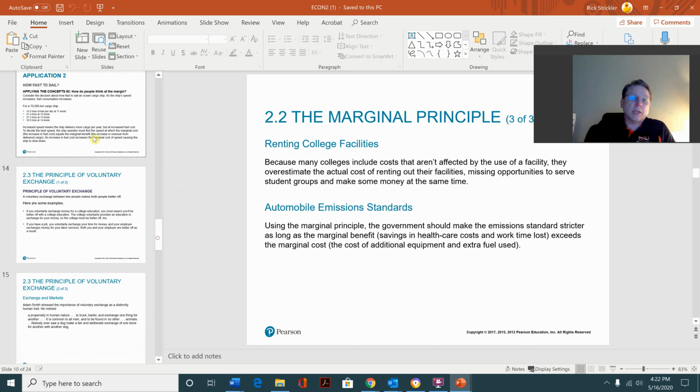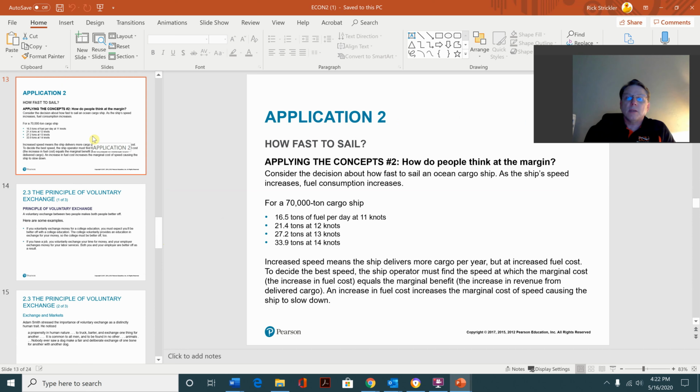Okay, so let's go down to application 2. We have enough of this. Application 2 is how fast to sail, applying the concept to how people think at the margin. Consider the decision about how fast to sail an ocean cargo ship. As the ship's speed increases, fuel consumption increases, just like a car. The faster you go, the more fuel you use.